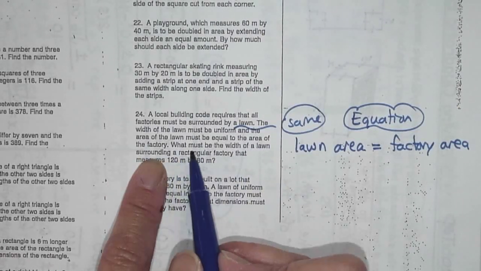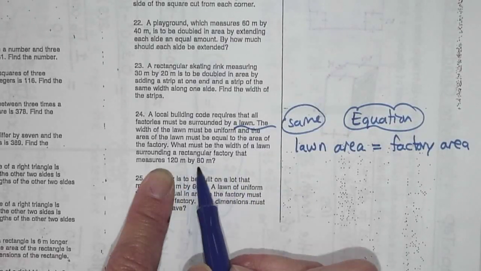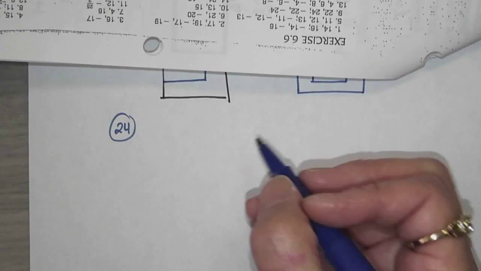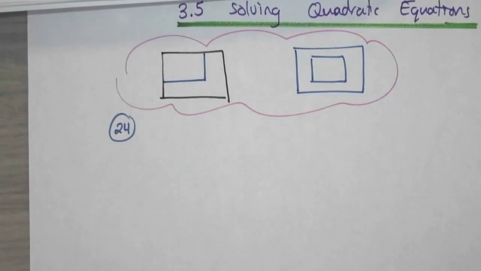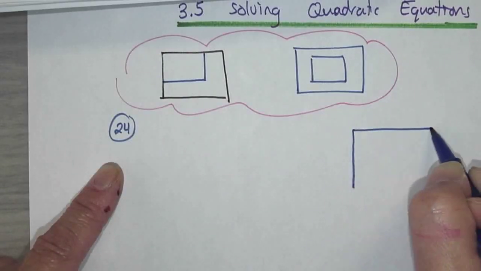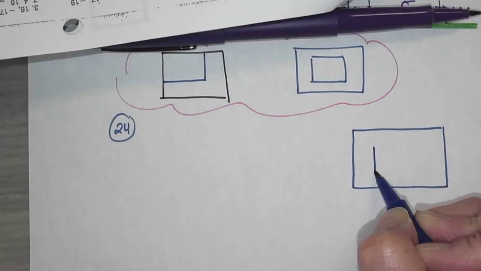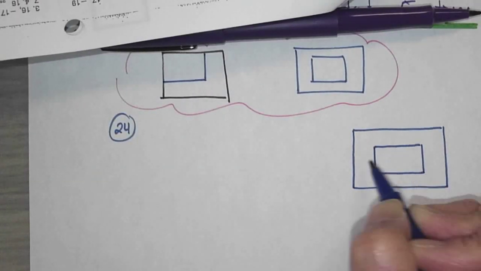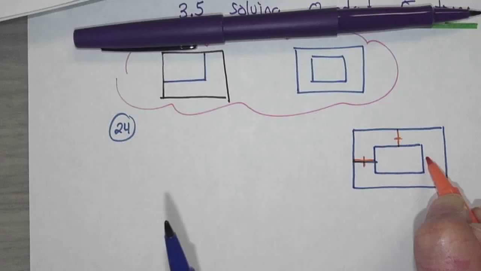Okay. What must be the width of the lawn? We're looking for the width of the lawn surrounding a rectangular factory that measures 120 by 80. So let me get all the relevant information. We have these types of frame questions. This one here is a factory, 120 by 80. So I know that it's a rectangle, not a square this time. And the factory is going to be inside, and the frame around it is to be the same all the way around.